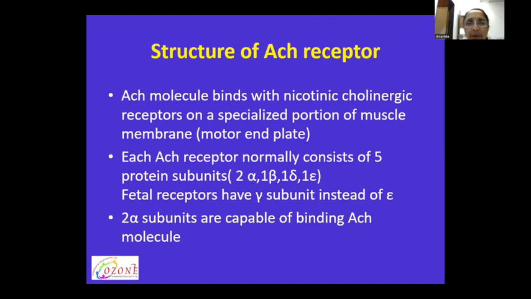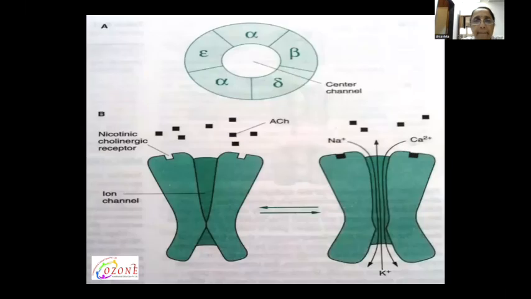The acetylcholine receptor, what is the structure in short? The acetylcholine molecule binds with nicotinic cholinergic receptors on a specialized portion of the muscle membrane, that is the motor end plate. Each ACH receptor normally consists of 5 protein subunits: 2 alpha, 1 beta, 1 delta and 1 epsilon. Fetal receptors have gamma subunits instead of epsilon. The 2 alpha units are capable of binding the acetylcholine molecule. Only when acetylcholine binds at both alpha units does opening of the channel occur.